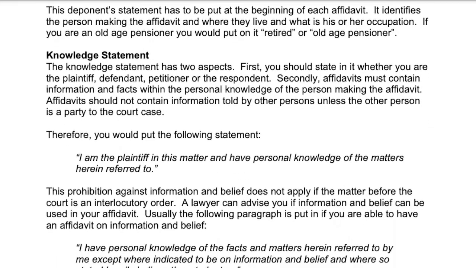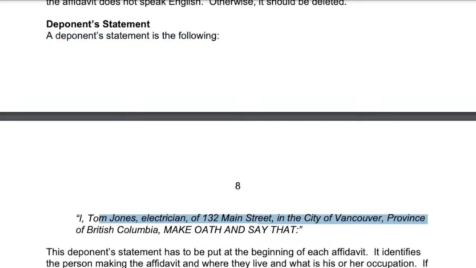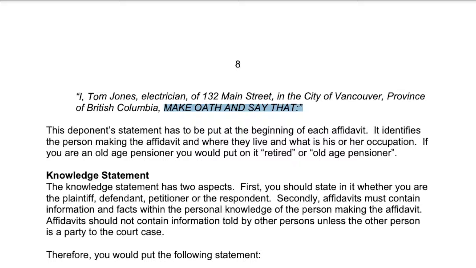And we're on to the knowledge statement here. We had the, what is this here called? Deponent statement is the following. I, electrician, 123 Main Street, City of Vancouver, Province of British Columbia, make oath and say that. Oh, that's a good one there. Make oath and say that. That's rather brief and to the point, and without all that nonsense.